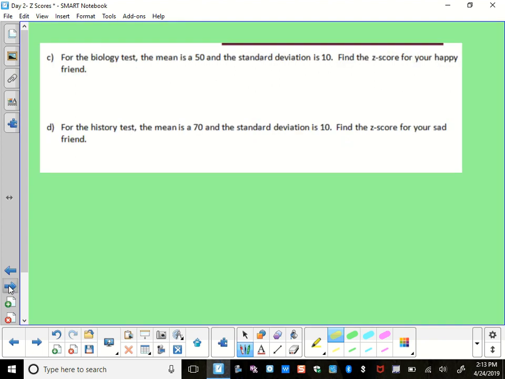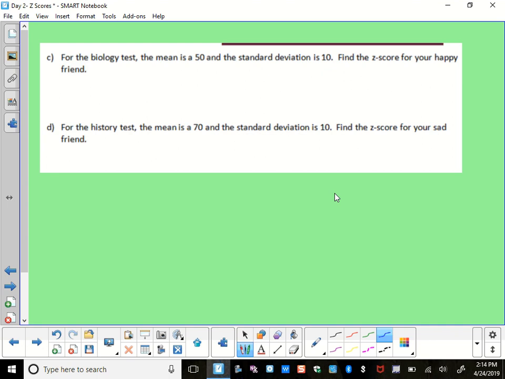Alright, so back to the girls we were just talking about. One's happy, one's sad because they both got 60%, but we don't really know why. But we do know that the class average for one test was 50 and the other class average was 70. So our Z-score could help you figure out who did better because the Z-score basically levels it out. So letter C says for the bio test, the mean is 50 and the standard deviation is 10. Find the Z-score for your happy friend.